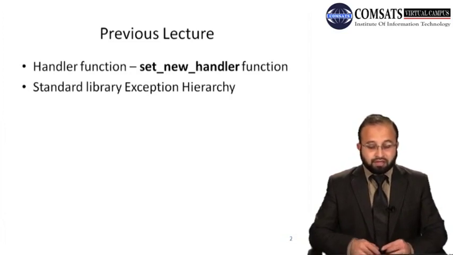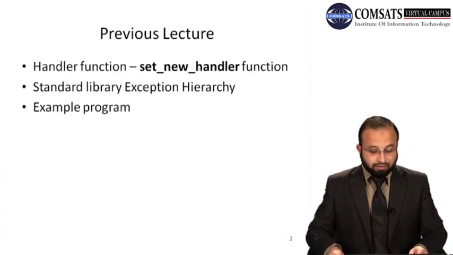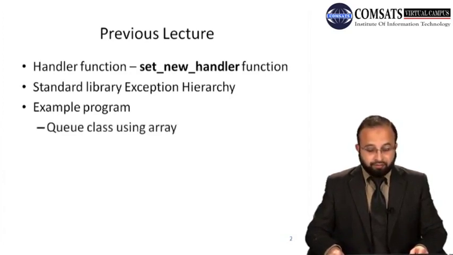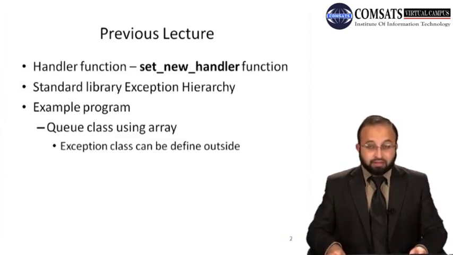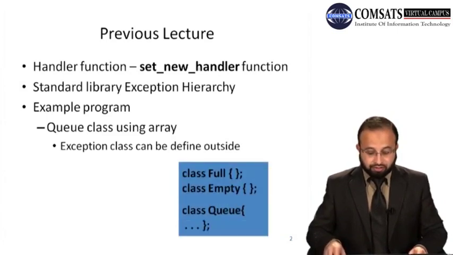Then we have seen the standard library exception hierarchy, and an example program at the end. The example program is about a queue class using an array, in which we first wrote a simple queue class, then we converted it into a template, then we incorporated the exceptions, and then we saw that exceptions can be defined outside the class. So these are the two exceptions, and this is the queue class. So here you can have the complete code of the queue class, right?